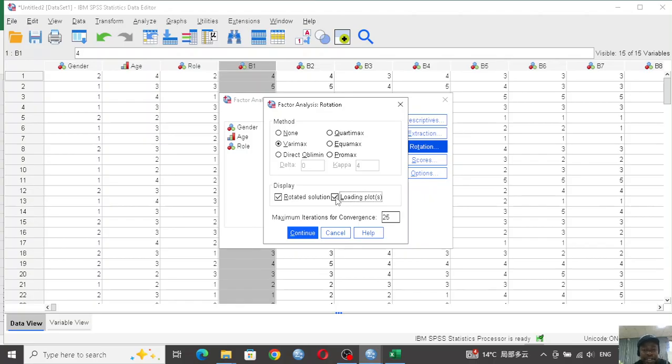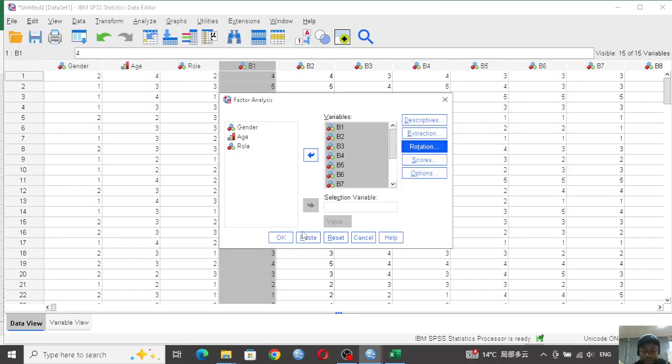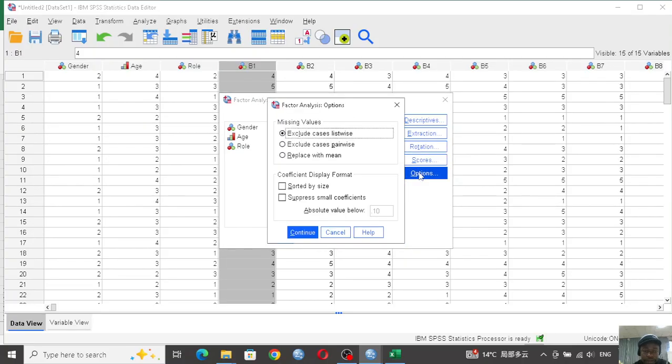But this one does not necessarily have an effect. You can decide to ignore it. You can also indicate it. So you say continue. And then under Scores, you don't need anything. You come to Options. Under Options, you come to the coefficient display formats. So sorted by size, which means the component with the highest eigenvalue should come on top.